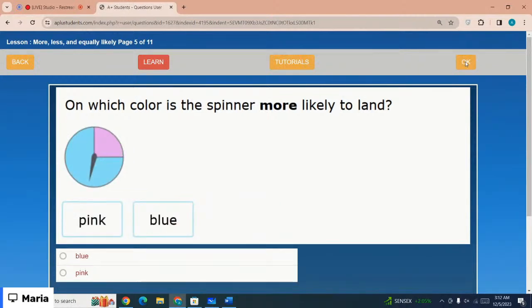On which color is the spinner more likely to land? Which is the correct option, pink or blue?